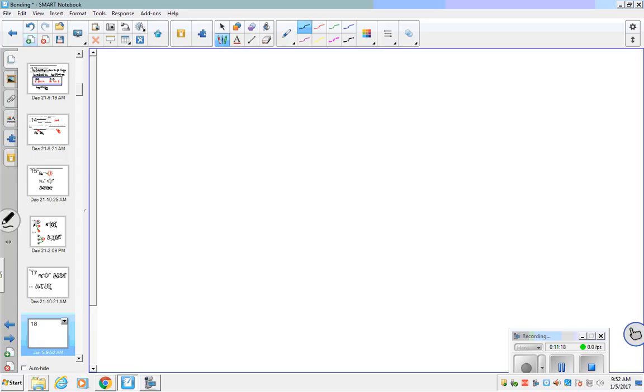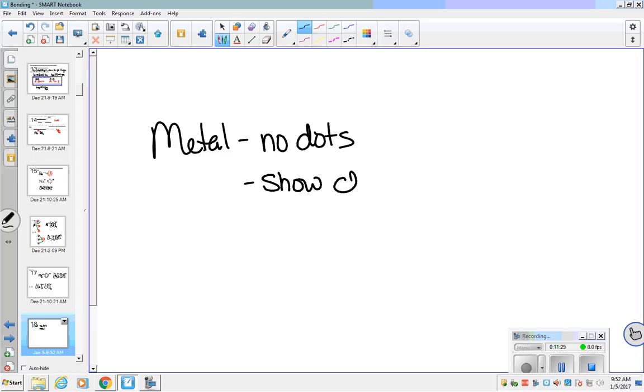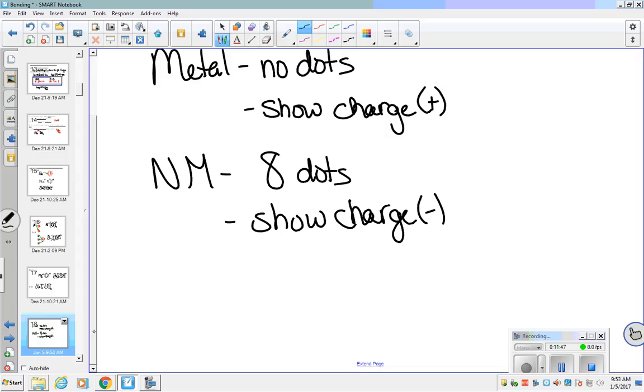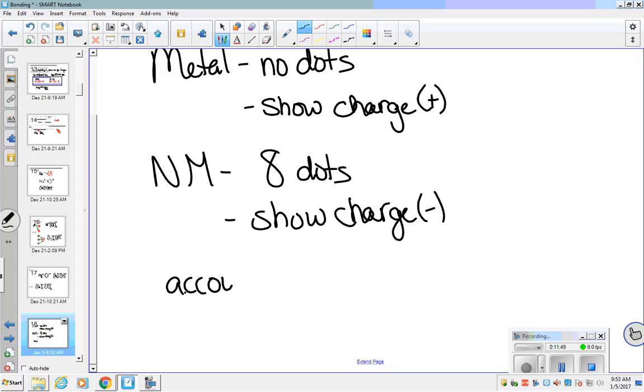To summarize this process, your metal will have no dots. You will show the metal's charge, and that'll be positive, and you'll find that in the periodic table. Your nonmetal will have 8 dots. You will show its charge, which will be negative, and findable in the periodic table. You need to account for subscripts.